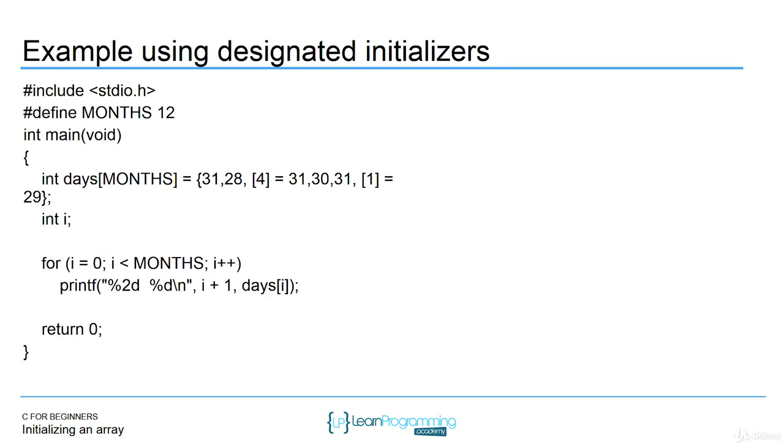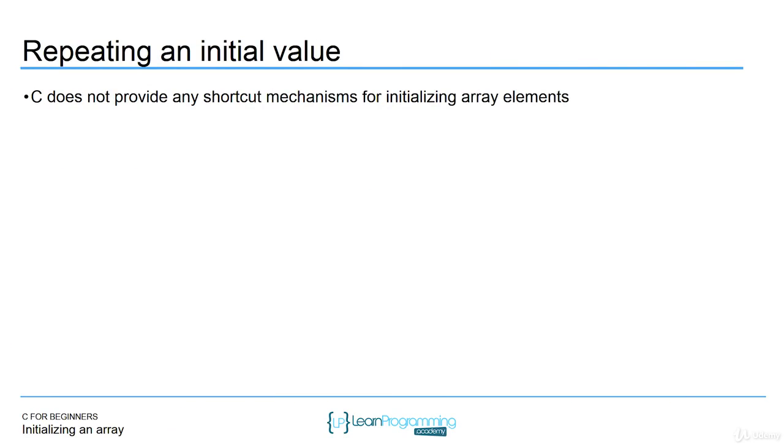So this is just using the designated initializers. What about if we want to repeat the same value? Now in C, you can always initialize the entire array to the same value if you specify 0. That's like the null parameter. But other than that, C doesn't provide any shortcut mechanisms for initializing array elements, at least not in C89.